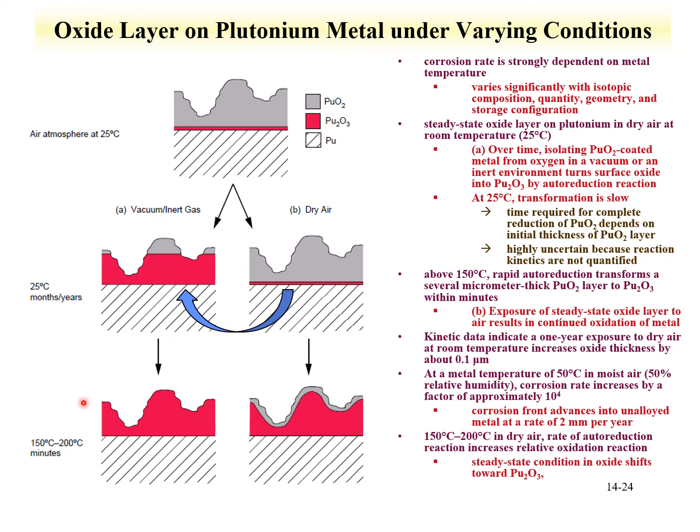If the temperature is increased, what we see occurring is, for both systems, the Pu2O3 layer can be very large. In the dry air, it goes to a steady state, whereas in the vacuum and inert gas, this phase can be the dominant oxide phase.